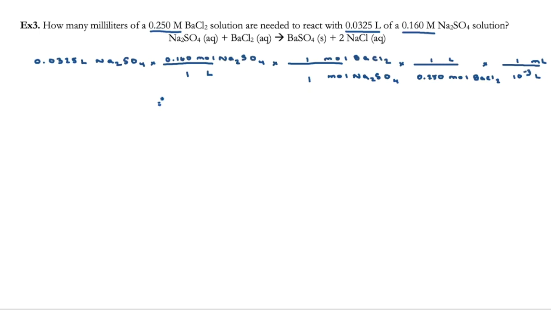So I'm going to take 0.0325. I'm going to multiply that by 0.16. Then I'm going to divide that by 0.250, which is the concentration of barium chloride, because the mole to mole ratio is 1 to 1. And then I'm going to divide that by 10 to the negative third. And so the volume that I get in milliliters, I want 3 sig figs from here, 3 sig figs from here, 3 sig figs from here. The value that I get is 20.8 milliliters. And that's it.